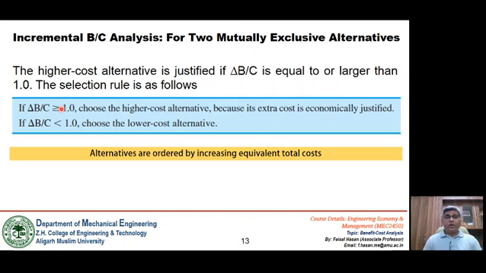Whenever we are making calculations for two mutually exclusive alternatives, we have to arrange the alternatives in increasing order of equivalent total cost. If we are computing on the basis of present worth, we first write down the project with the least cost, then the project with a higher cost, then the next higher, and so on. So we compare one project with another, and on the basis of the incremental benefit to cost ratio we decide about the acceptability of one of the projects.